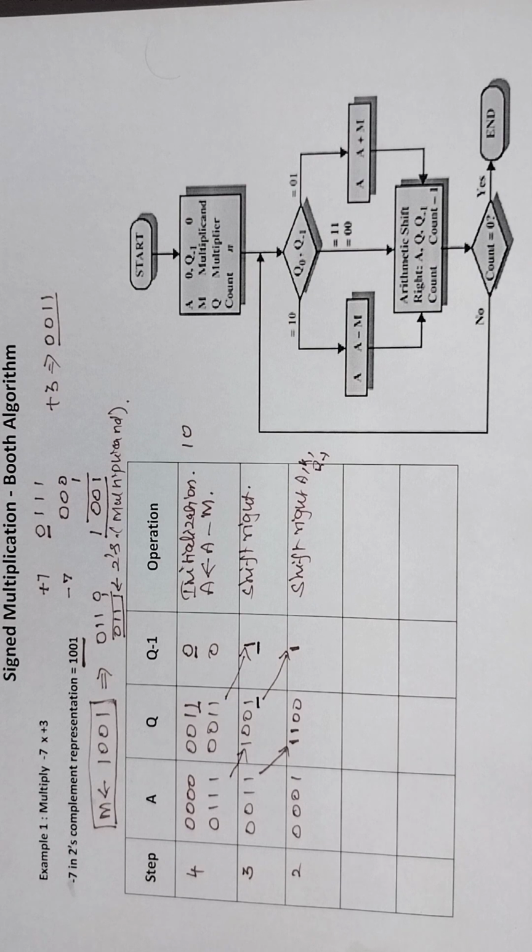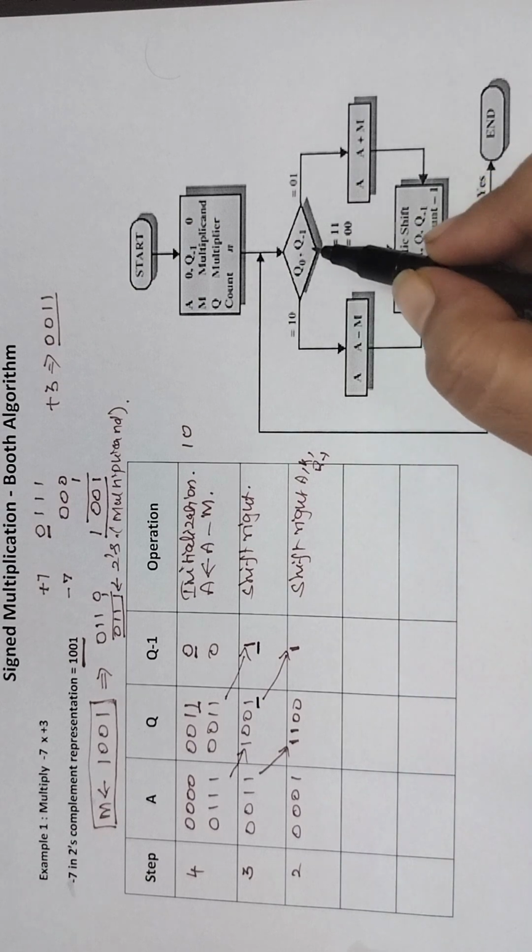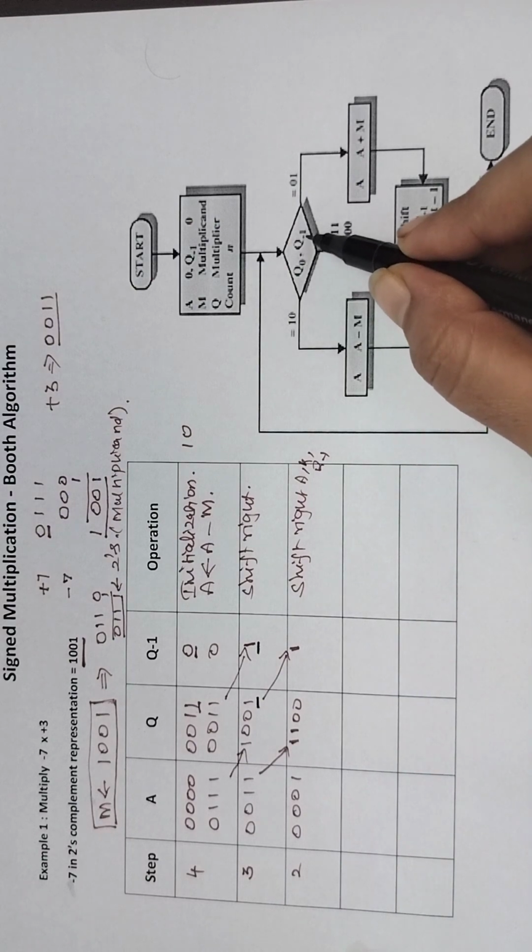We will get the resultant of 2. Now again checking with the count value. If it is equal to 0, then we have to stop the process. If it is not equal to 0, then we are repeating the same process. So what is the same process? We have to check with Q0 and Q minus 1.